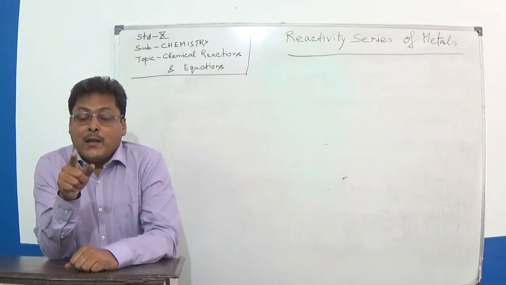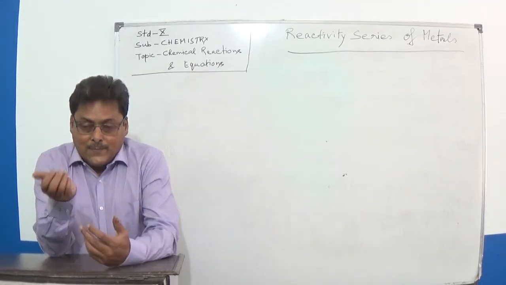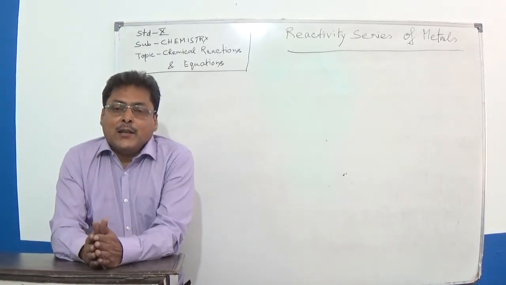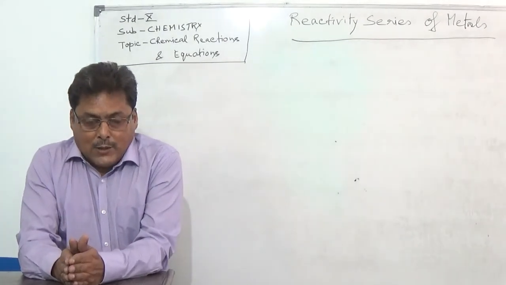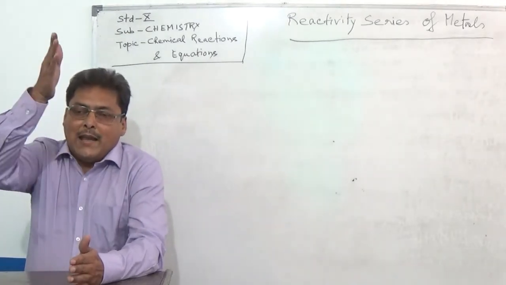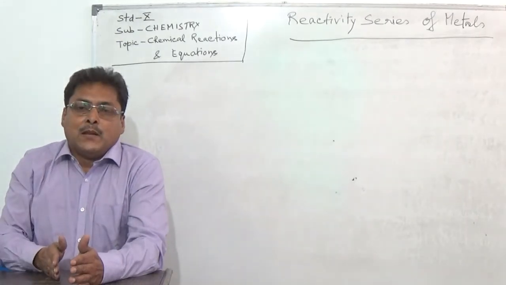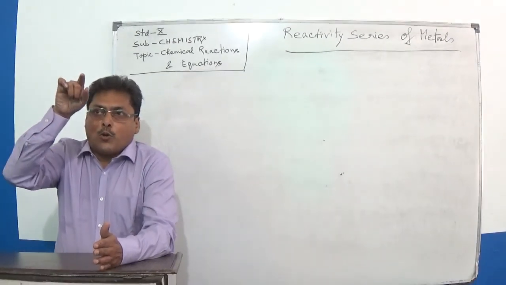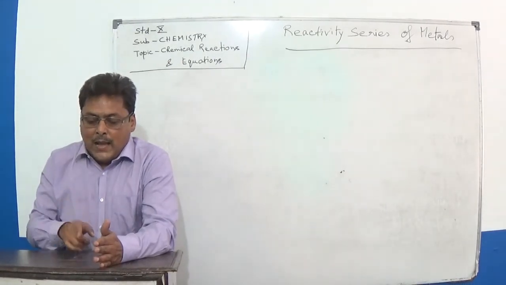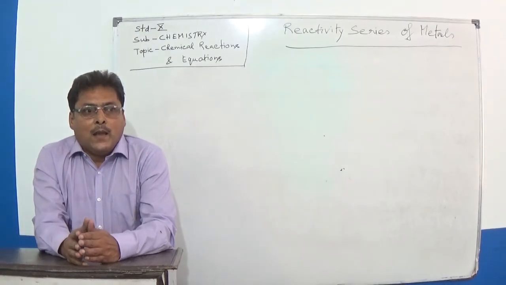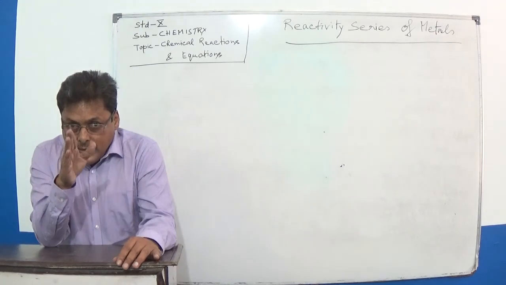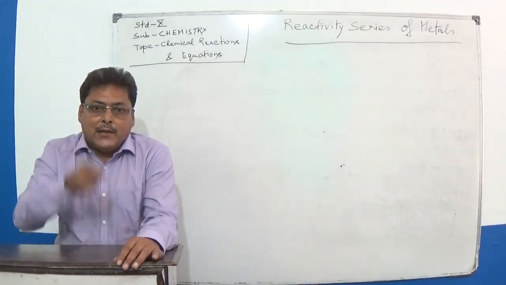This will be important in the next phase, in the displacement reactions. What is a reactivity series of metals? Actually, we make a vertical column. We arrange the metals vertically, the most reactive metal on the top, and then in decreasing order of its reactivity. And this column is called an arrangement of metals in order of their decreasing reactivity, vertically, top to bottom.